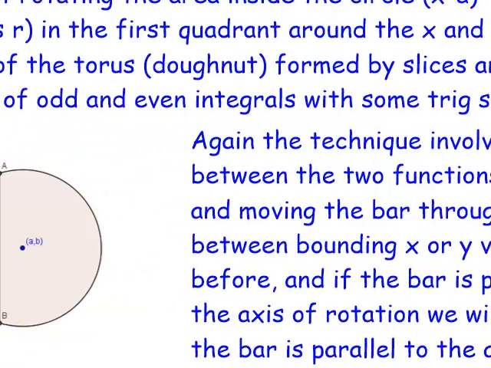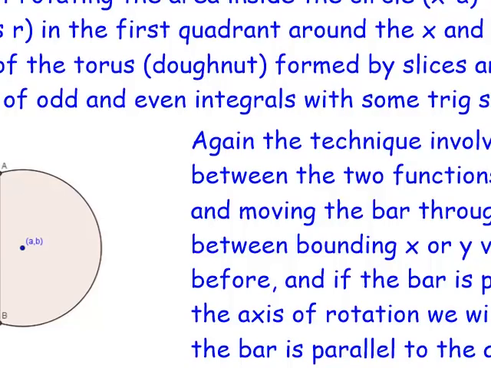Okay, so the idea is we put the bar in again. You can see here we're looking at a particular circle, which is x minus a all squared plus y minus b all squared equals r squared. Hopefully we know that has a center a, b and a radius r. And we're going to be rotating it around the x and y axes. Now we will encounter a few tricky integrals on the way.